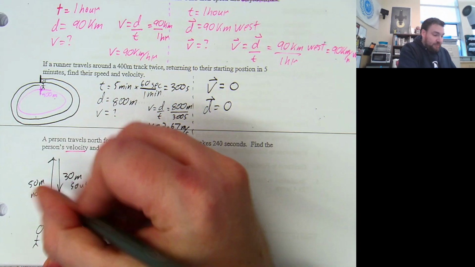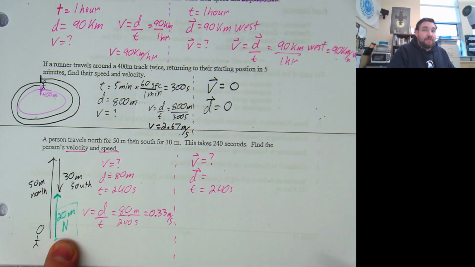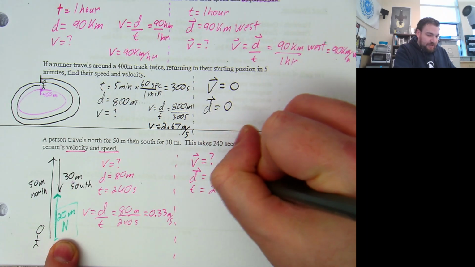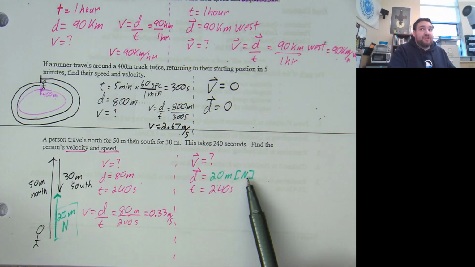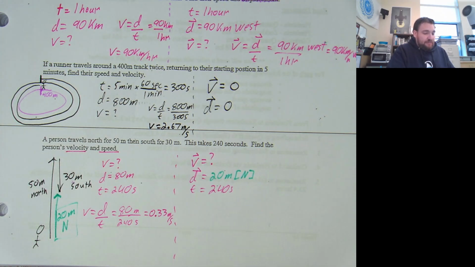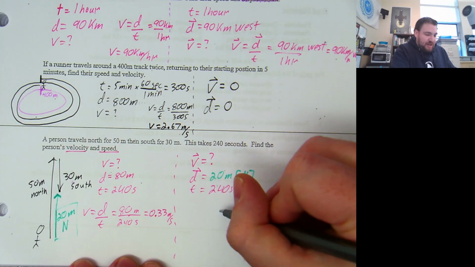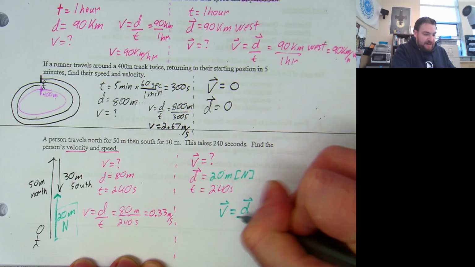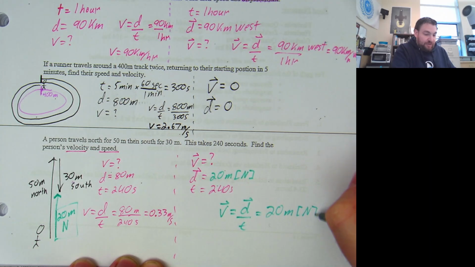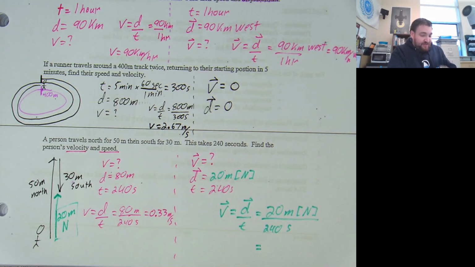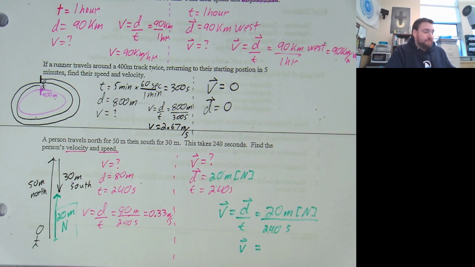So then this value is going to be our displacement. They were displaced 20 meters north. Sometimes we use square brackets around the direction if we're just using the letter. So then our velocity is going to be the displacement divided by the time. The displacement is 20 meters north divided by the 240 seconds. So the velocity is going to be what? 1 over 12, yeah.